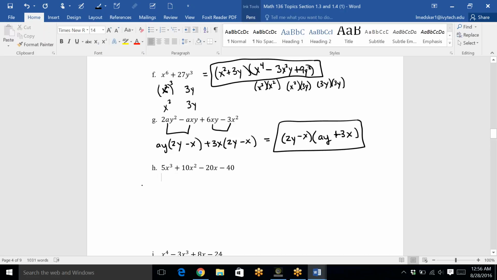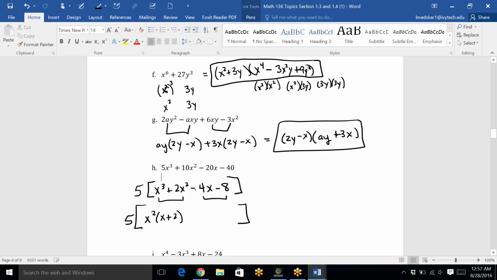So for the first case, I'm going to pull the 5 out to the front. That would leave me with x cubed plus 2x squared minus 4x minus 8. I'll try to factor by grouping on these 4 terms, just remembering that my 5 is part of my final answer. This would be an x squared, and that would leave me with an x plus 2.